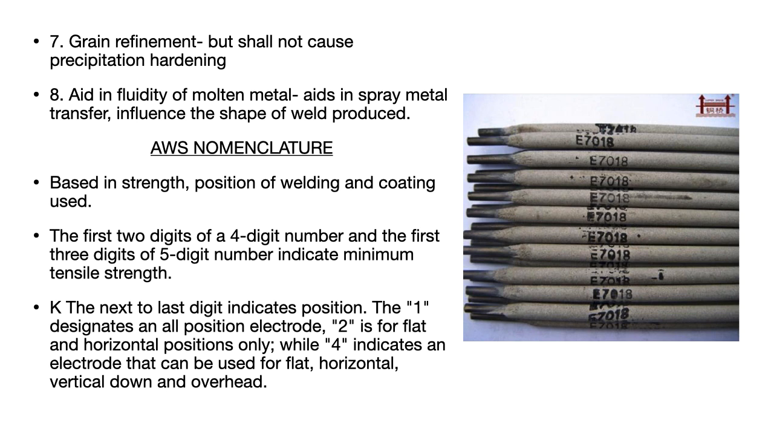On the right you can see a shielded metal arc welding or manual metal arc welding electrode. Here you can see E7018, which is an AWS nomenclature. AWS stands for American Welding Society. E stands for electrode, whereas for filler rod we use only R. That means E for electrode, and R represents rod, which is not part of the electric circuit, as I have told before.